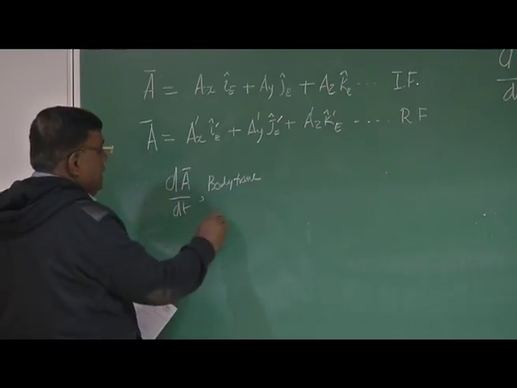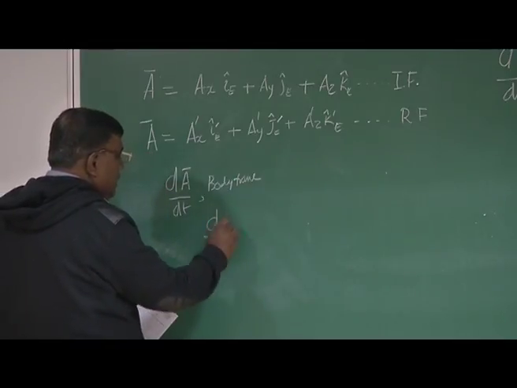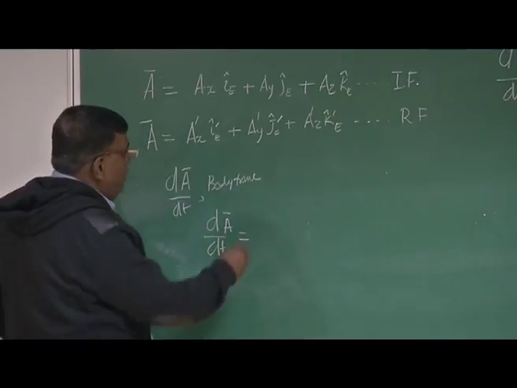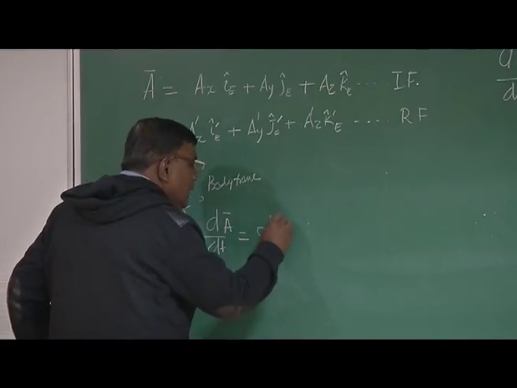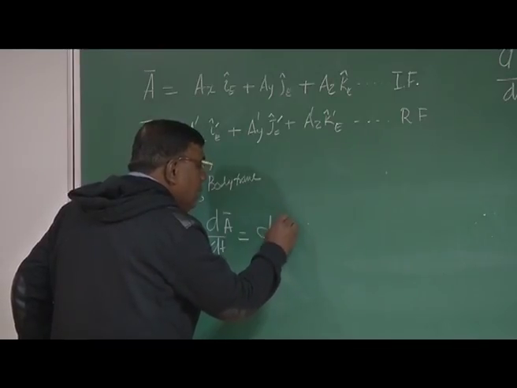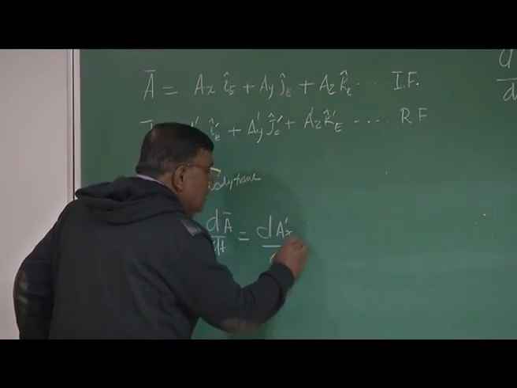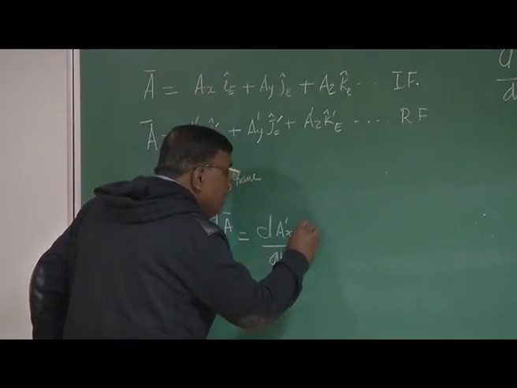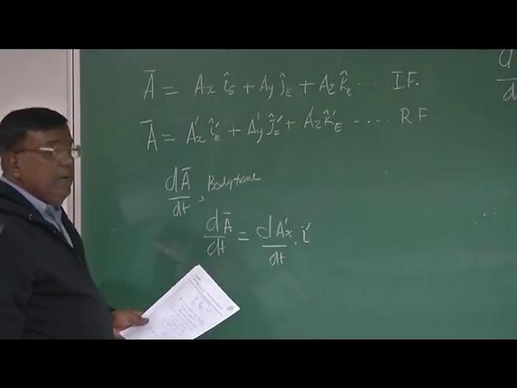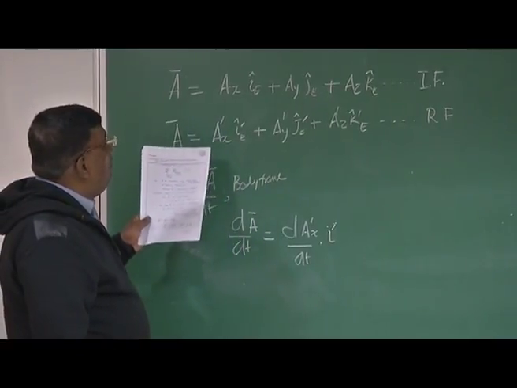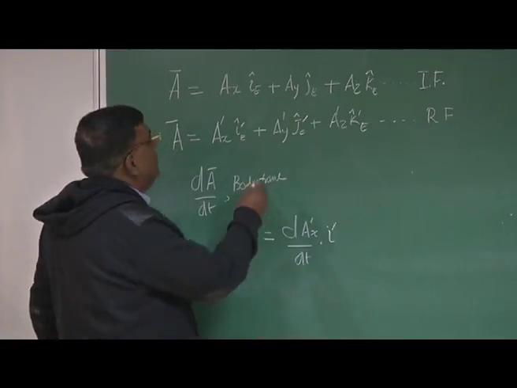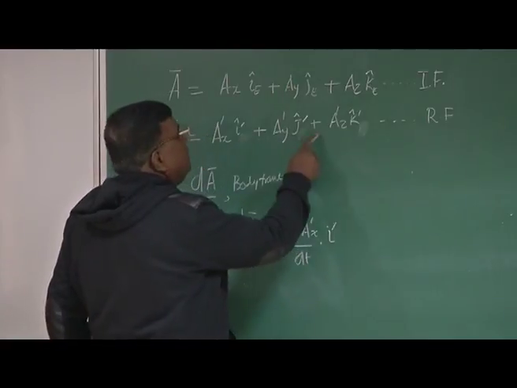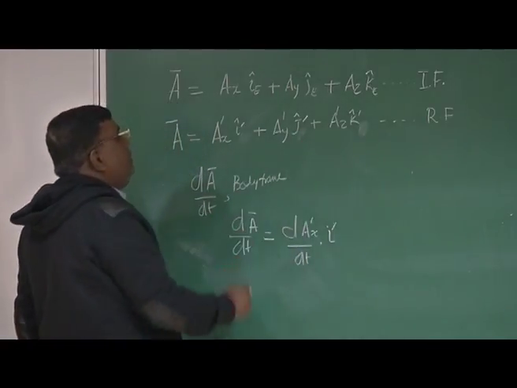So in the body frame, A is this, so d by dt of A bar will be equal to, see here, d Ax prime by dt into I prime. What is I prime? I prime is the unit vector in the body frame. Oh, this should not be E, okay? Please correct it, right? This is wrong because this is not earth frame. This is a body frame.